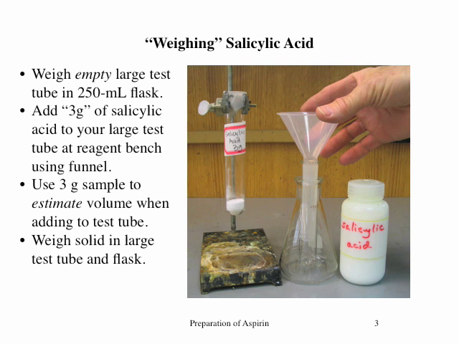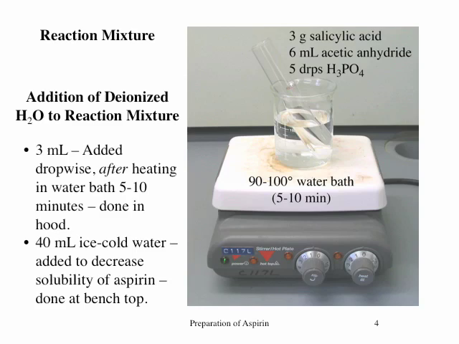A volumetric technique is used to obtain 3 grams of salicylic acid. You'll find at the reagent bench a 3-gram sample inside of a large test tube. You should dispense this volume of salicylic acid into your test tube of identical size. After this dispensing is made, then weigh the amount of salicylic acid on a balance.